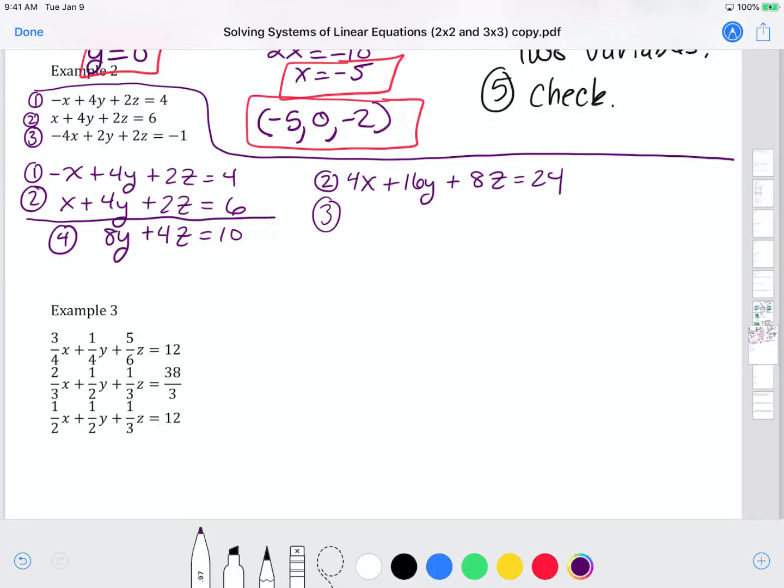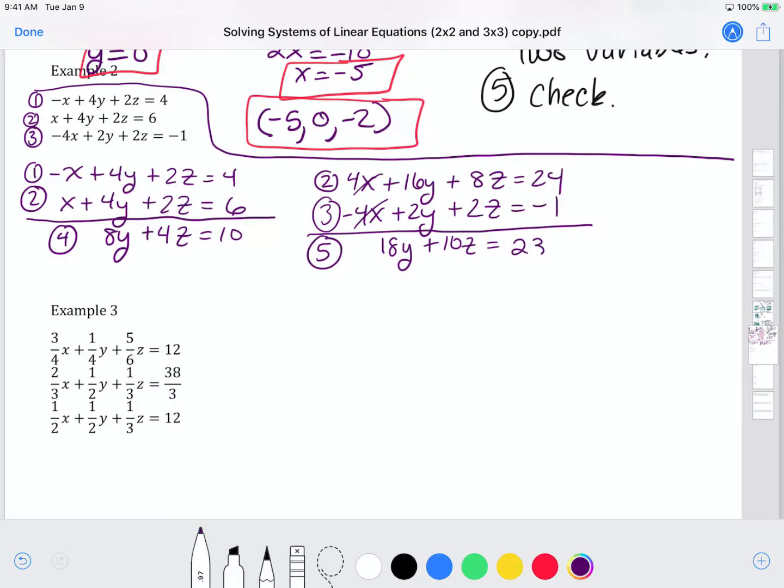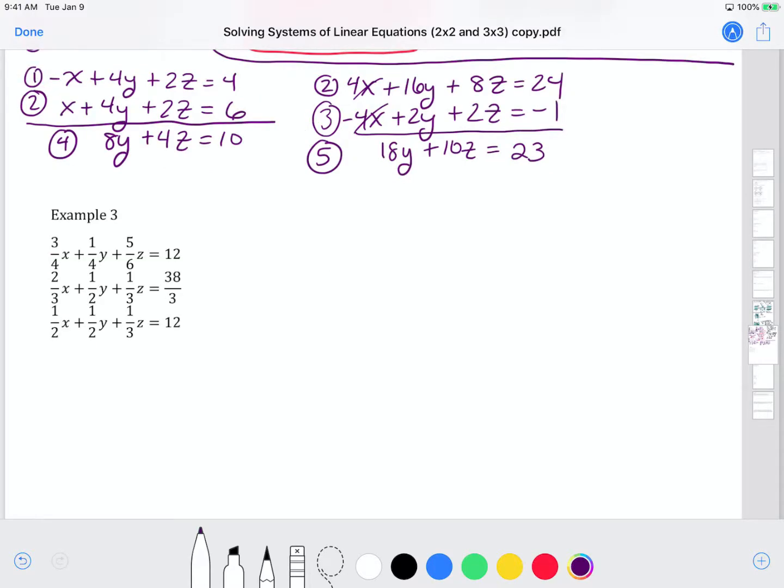Now I can carry down equation 3. And now I'm going to add vertically so I can come up with my equation 5 with x eliminated again. So that gives me, those disappear, and I'm left with 18y plus 10z is equal to 23. So I have 2 equations now, both with y and z. So I have to eliminate either y or z. Okay, what I'm going to do is I'm going to eliminate the z's in 4 and 5.